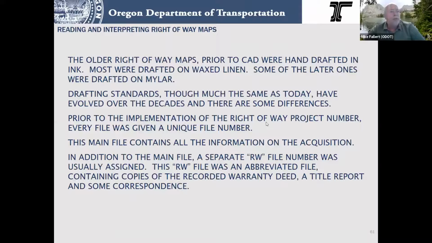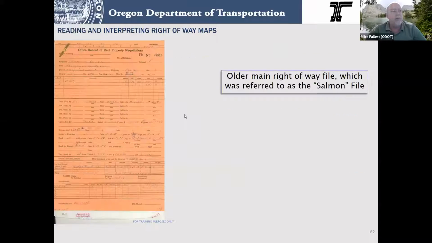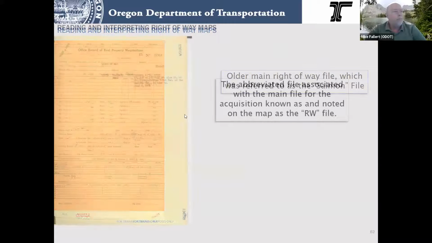So the older right-of-way maps prior to CAD, like we already talked about, have a lot of different things. When you see project numbers on there, there were 2 sets of numbers. One set was the field file. The other set, the RW, was kind of the headquarters file. There were 2 sets because the file would go back and forth. So that's why there are 2 different numbers on most of the older files. And then there was a file summary sheet or a salmon file for each one, and a cover sheet.